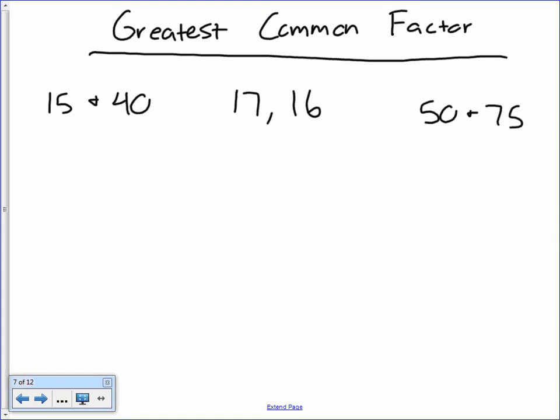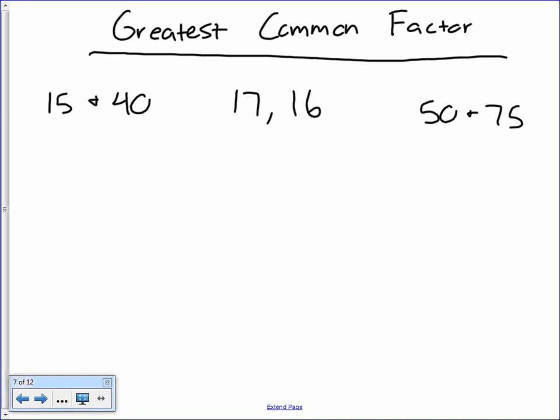The next topic, we're going to get into greatest common factor. So a greatest common factor is a number that divides, if you're looking at two or three numbers, all those numbers, whether it be 2, 3, 4, or whatever, and it is the biggest one. So if you look at 15 and 40, now you can do this a couple different ways.